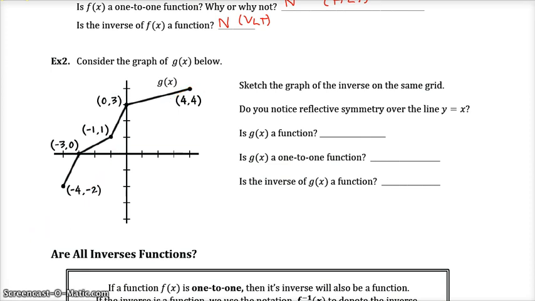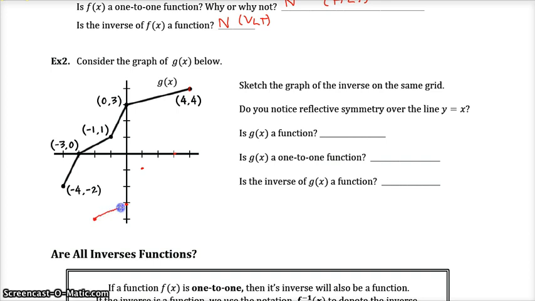The other way to get points on the inverse, and notice on the other page, all we need to do is reverse coordinates. So if 4, 4 is on there, then 4, 4 is also on the inverse. 0, 3 becomes 3, 0. Negative 1, negative 1 becomes 1, negative 1. Negative 3, 0 becomes 0, negative 3. And 4, negative 2 becomes negative 2, 4.